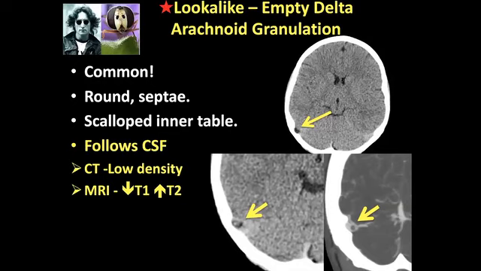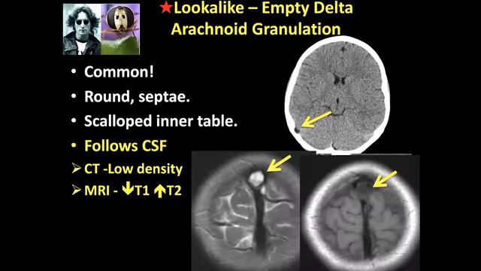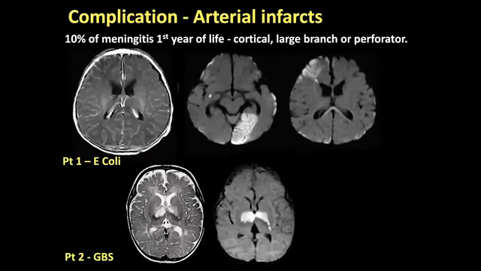And then a lookalike that is a normal variant that can look like an empty delta sign is an arachnoid granulation, and the clues are that there's usually a scalloped inner table, it's round, it can have septi, and it follows CSF on all imaging parameters. So it will be the same density as CSF on CT, and it's going to be the same density as CSF both on T1 and T2 on MRI. And as I said, it can have septi.